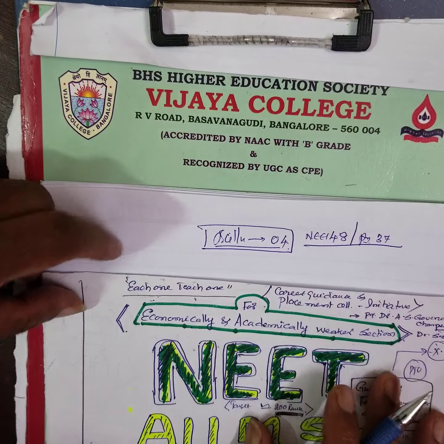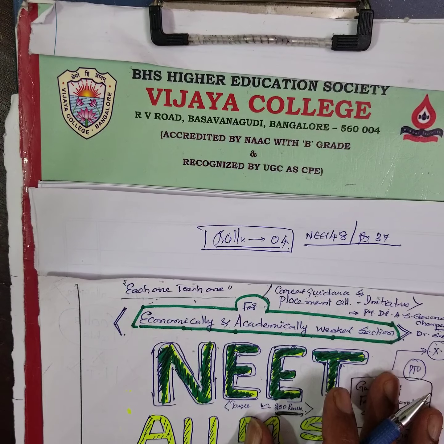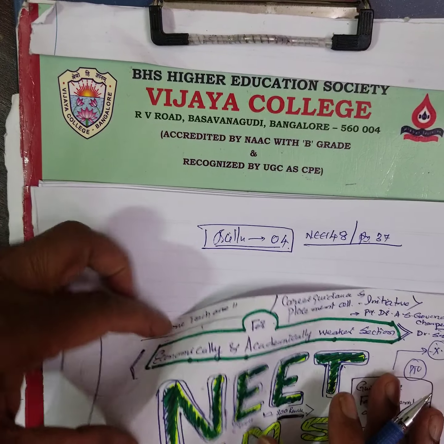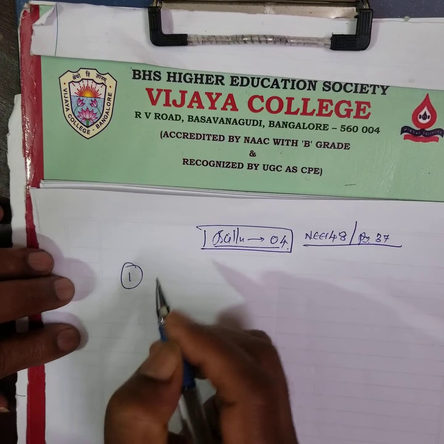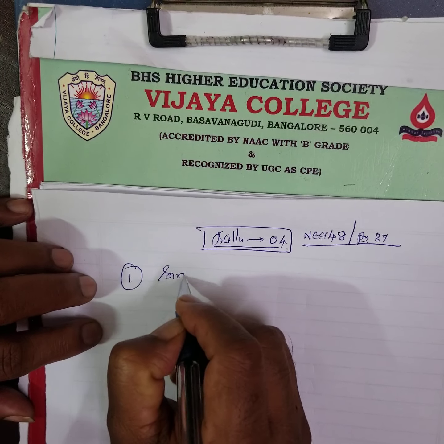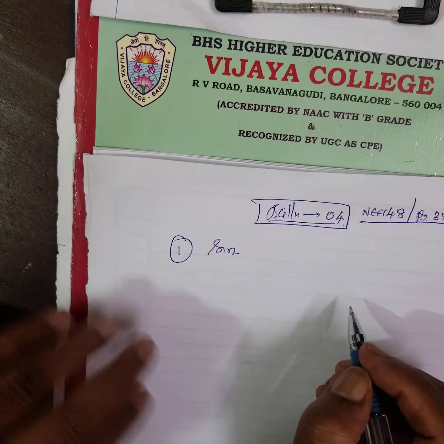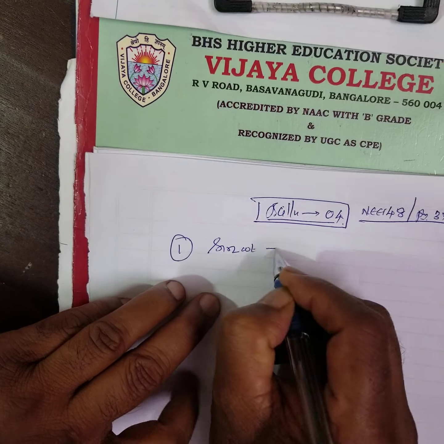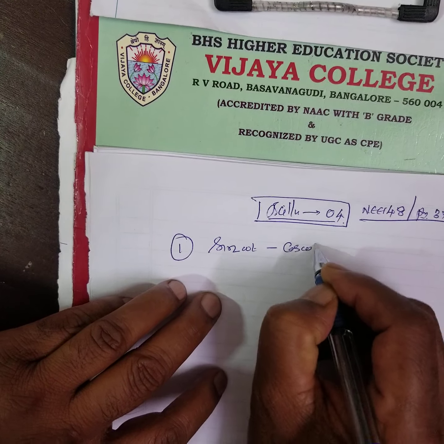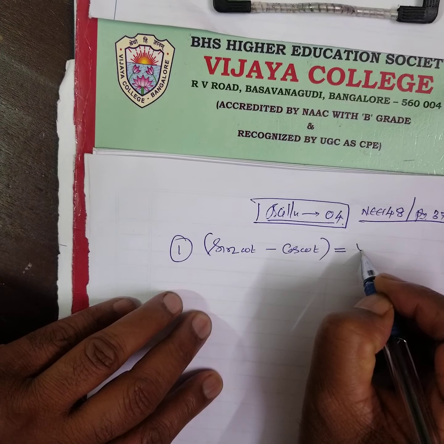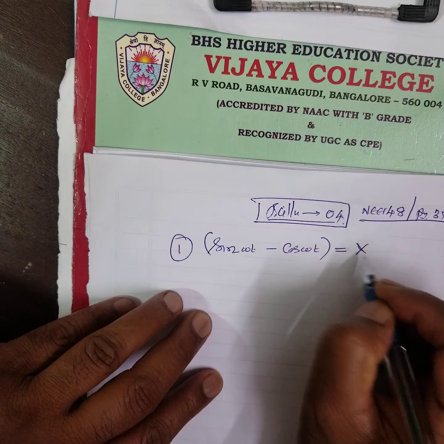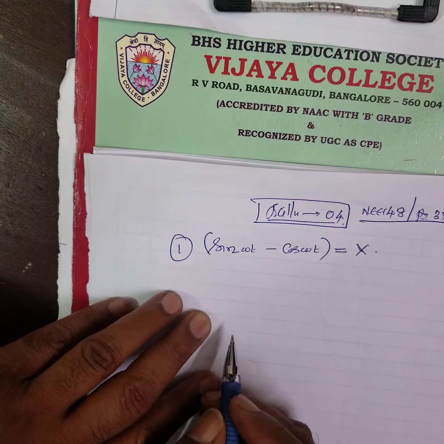Already we have done a few sums. I am continuing this. Today this is the first sum. Say sine omega t minus cos omega t. This is say x.